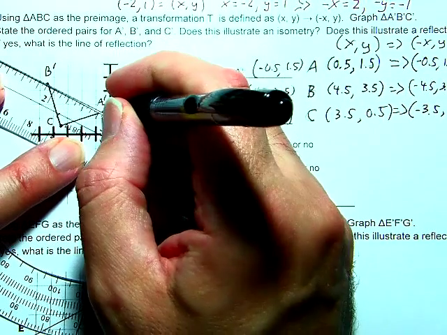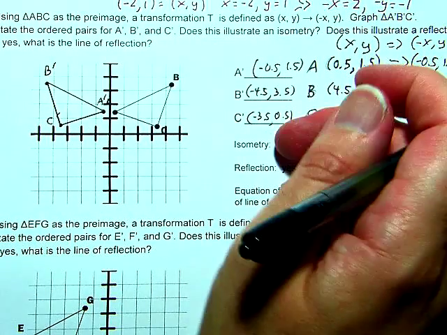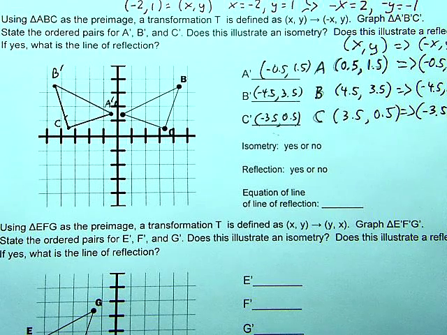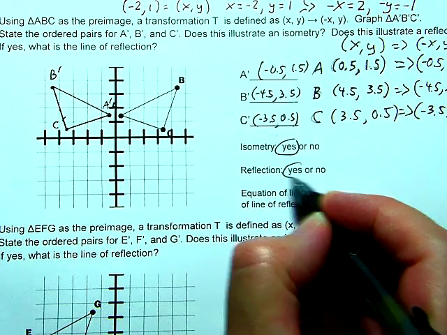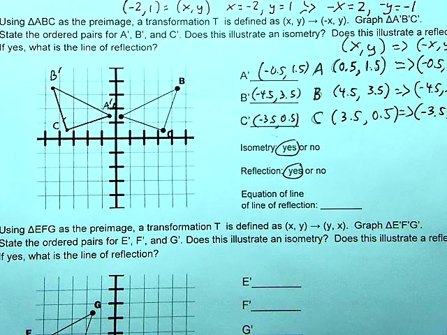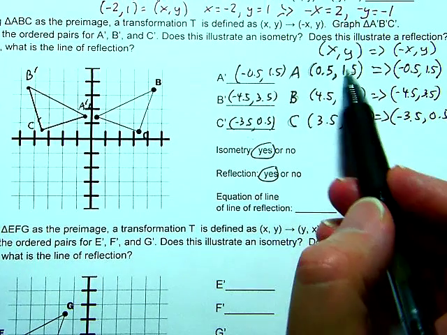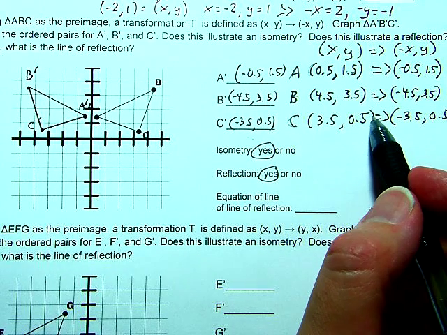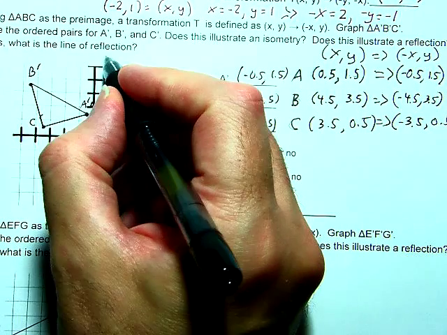Okay, so I think you can tell that this is a reflection. Okay, it is an isometry. The two triangles are congruent, so we can say, yes, this is an isometry, and it is a reflection. In fact, we've seen this before. We actually had a problem where we went from x, y to negative x, y, and we concluded that that was a reflection over the y-axis. So that's what this is also here.